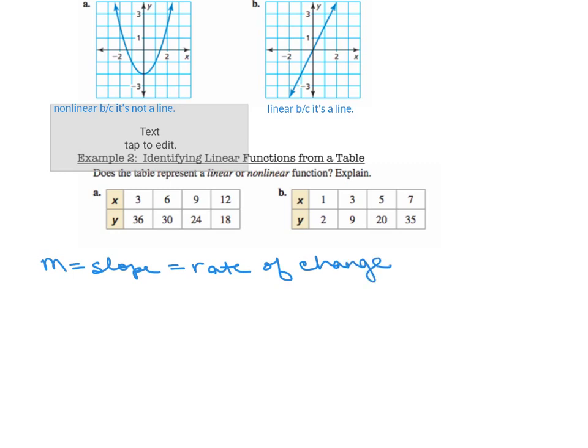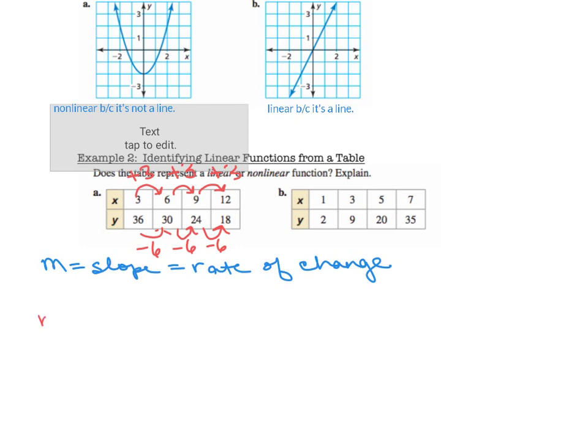So for the first table, letter A, our change in x is 3 every single time, plus 3. We're adding 3 every time the number changes in the x row. For y, the first time from 36 to 30, we subtract 6. 30 to 24, subtract 6. And then 24 to 18, subtract 6 again.